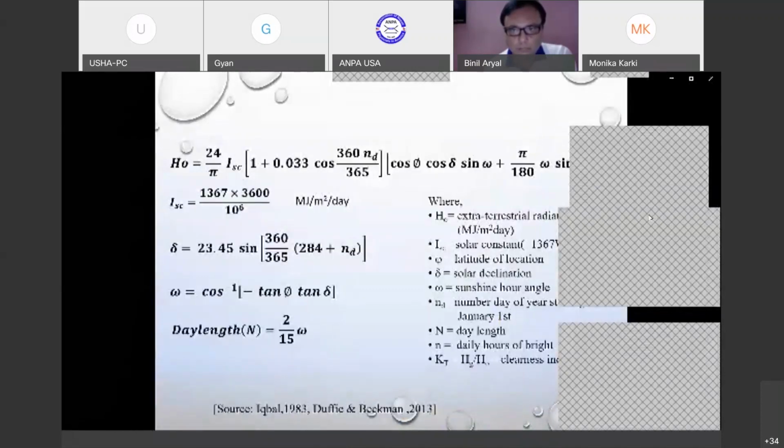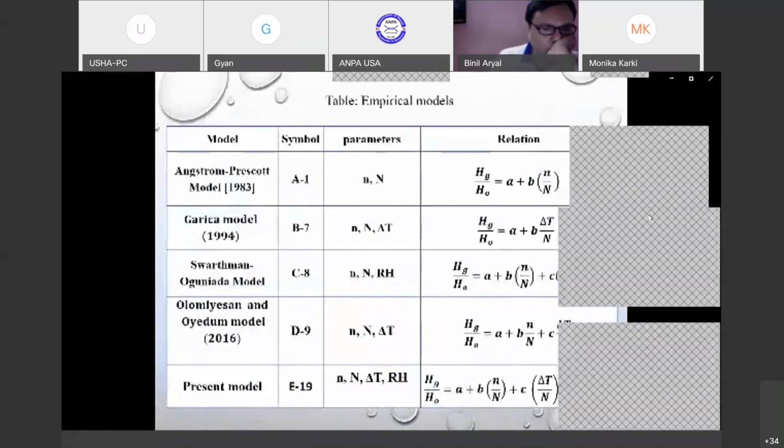In this research work, I have used these formulas to calculate the extraterrestrial solar radiation. I have used these empirical models based on the sunshine hour, temperature, and relative humidity to feed the data.